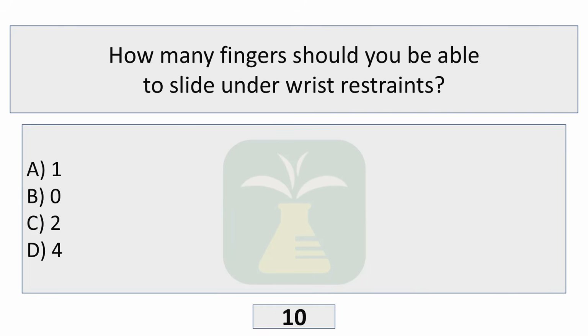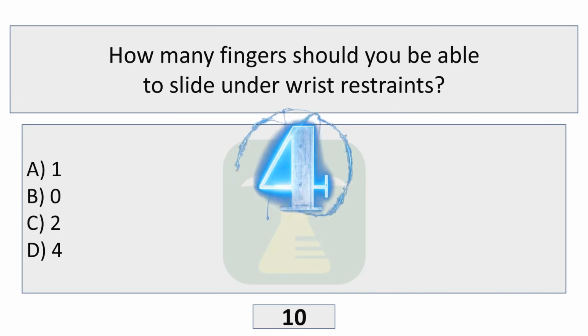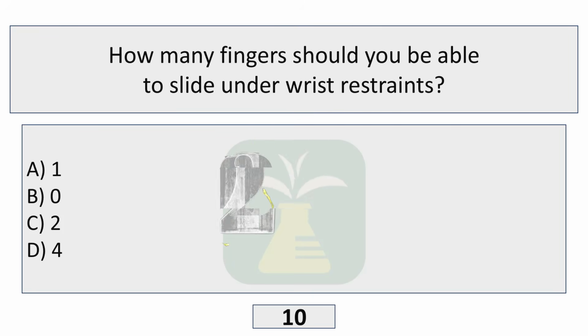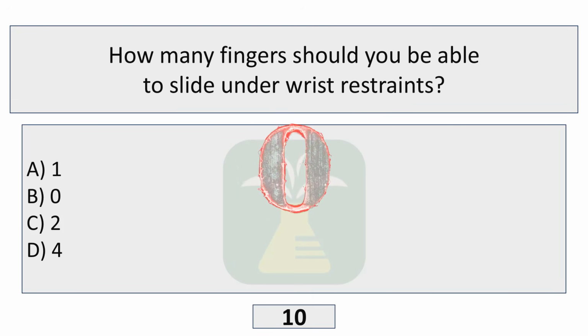How many fingers should you be able to slide under wrist restraints? A. 1. B. 0. C. 2. D. 4. Correct answer, C. 2.